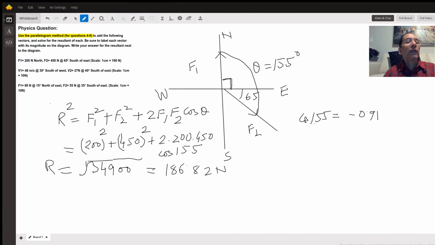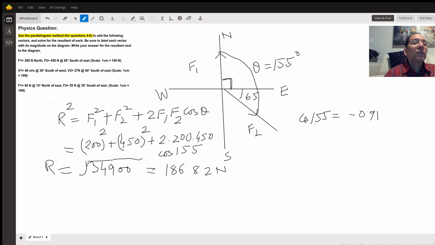This question today is on use of the parallelogram method for addition of vectors. Here we have to draw the vector diagram and then get the resultant.